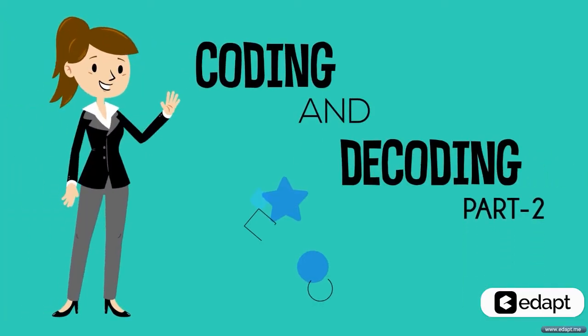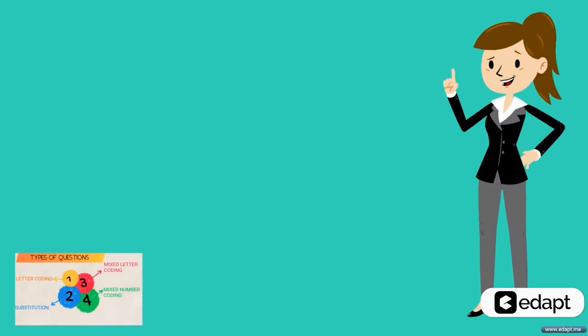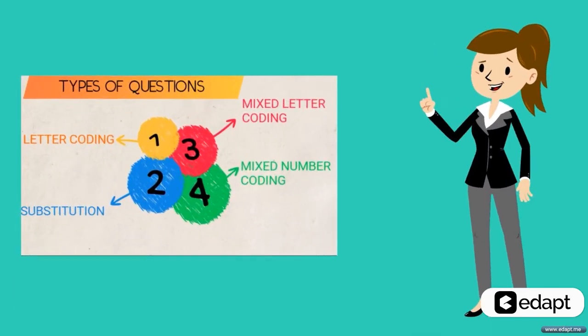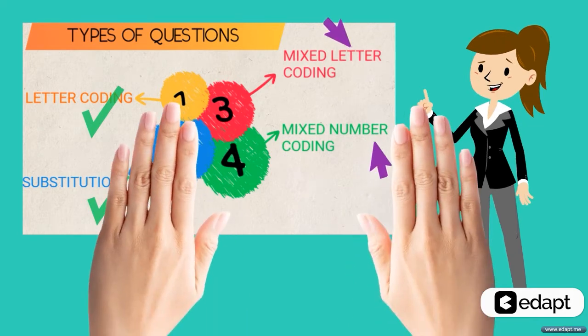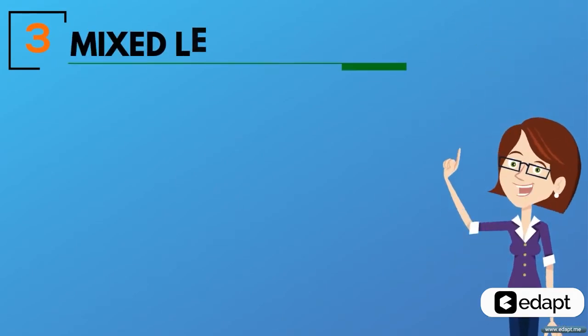Hello everyone. In part 1, we had discussed two types of coding and decoding, that is, letter coding and substitution. In this video, we will learn about mixed letter coding and mixed number coding. Let's start with mixed letter coding.